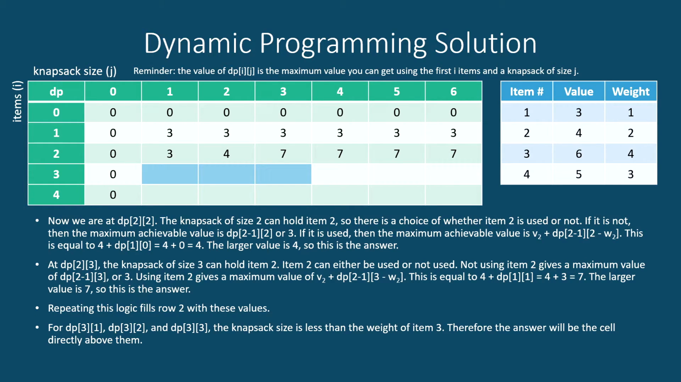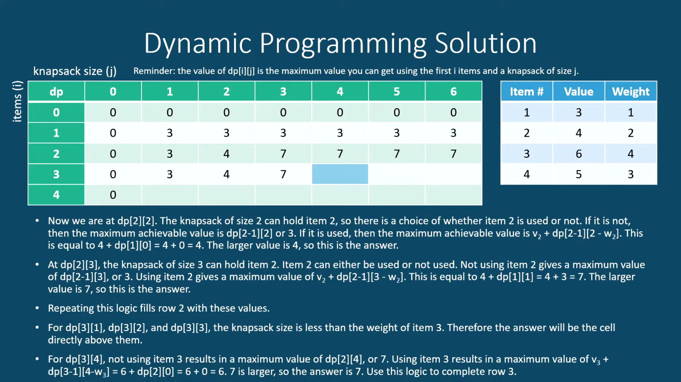For DP31, DP32, and DP33, the knapsack size is less than the weight of item 3, which is 4. Therefore, the answer will be the cell directly above them. For DP34, not using item 3 results in a maximum value of DP24, or 7. Using item 3 results in a maximum value of 6 plus DP20, which is equal to 6 plus 0, which is equal to 6. 7 is the larger number, so the answer is 7. Using the same logic, we can complete row 3.